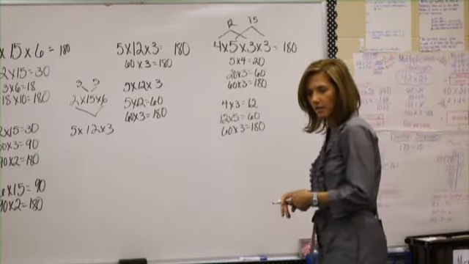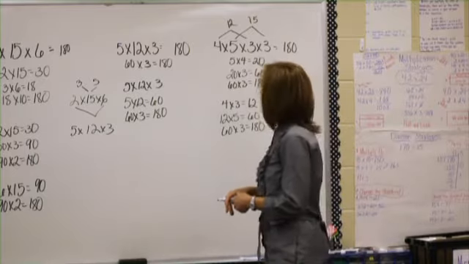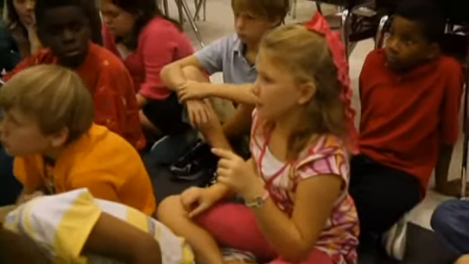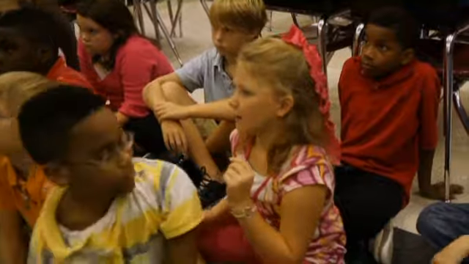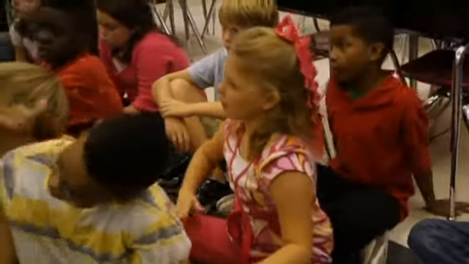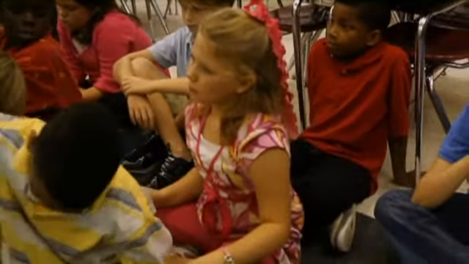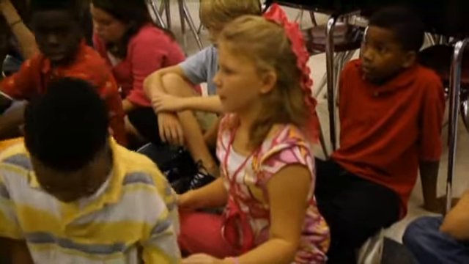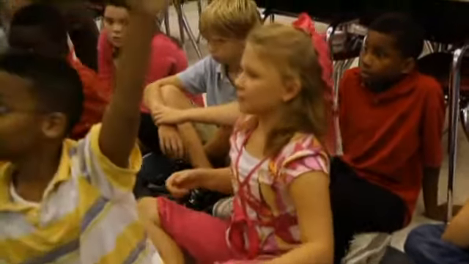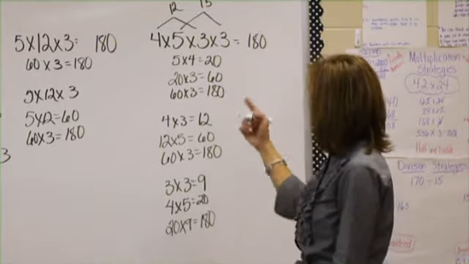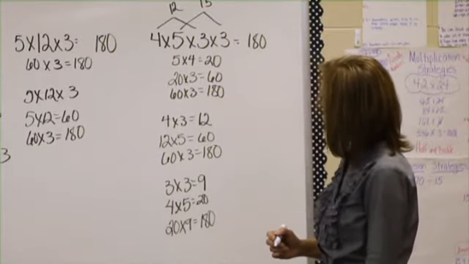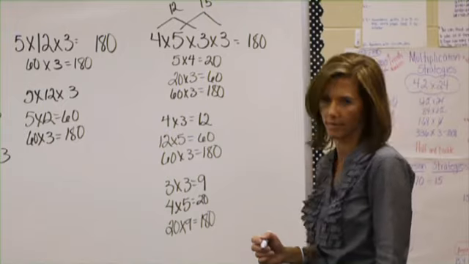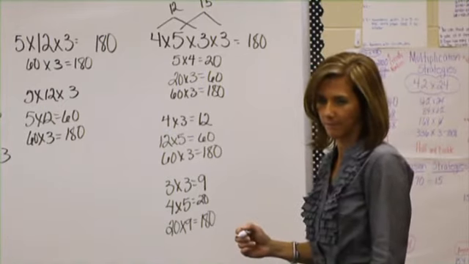Spencer, do you have a question? No, but I have one. Okay. I did 3 times 3 equals 9. And then I did 4 times 5, which equaled 20. And then 20 times 9. So you put those two together. All right. Here comes the next problem. You ready?